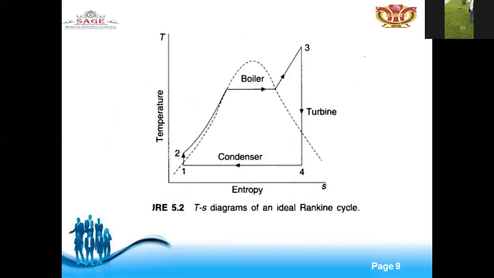This is the temperature-entropy diagram in which the different processes are shown here. 1 to 2 is the compression process. This is the ideal process.